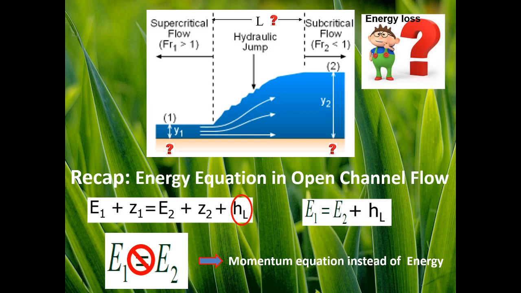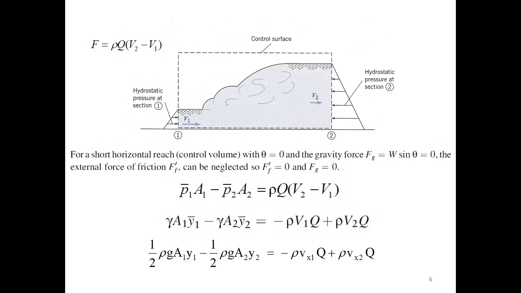So the principle which we'll use to find these unknowns y1, y2, and also L can be derived using the momentum equation. The momentum equation is nothing other than net force, sigma F, or sigma F external, equals rho Q delta V. You are familiar with this formula and its derivation that we already talked about in fluid mechanics. Therefore, we are going to use this equation to find our initial and sequent depths in a hydraulic jump.